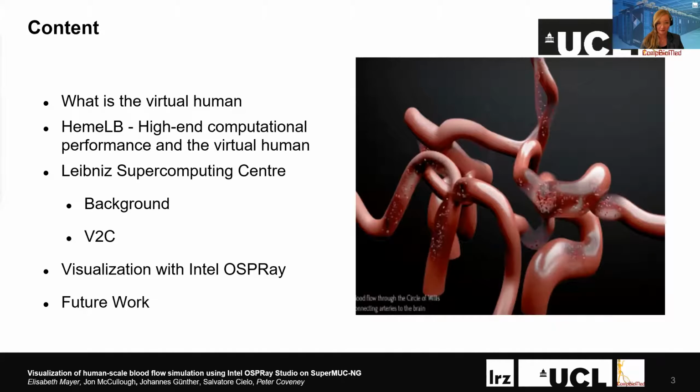What do we have planned for this talk? So first, we will give a brief introduction to the virtual human. Peter Coveney will be taking over that part. Then we will go on to HemeLB. What is HemeLB? Then I will be introducing the Leibniz Supercomputing Center, our background with these kinds of projects. Then I will be introducing the center where I work. And then we will be moving on to the visualization using OSPRay. And last but not least, I will be discussing what we plan for the future. Without further ado, we will be moving on to the virtual human.